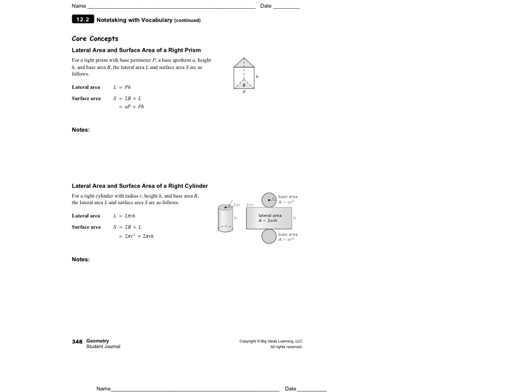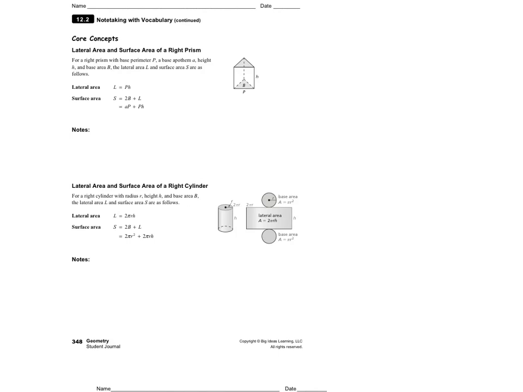For the lateral area and surface area of a right cylinder, the lateral area is going to be 2 times pi times r times h, right? So we know that it's basically going to be the same thing. It's basically the perimeter times the height. We know that the perimeter of a circle is going to be the circumference, which is 2 pi r, right? So if we're doing 2 pi r times the height, it basically is the same thing as perimeter times the height.